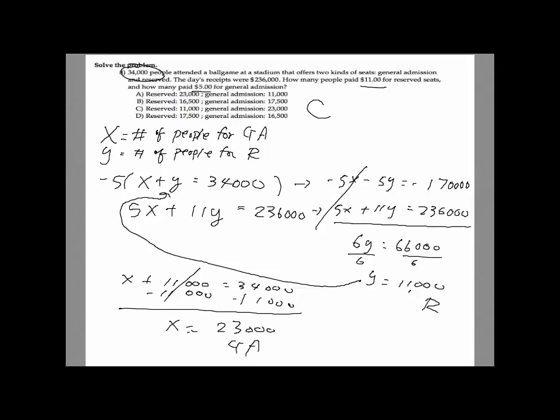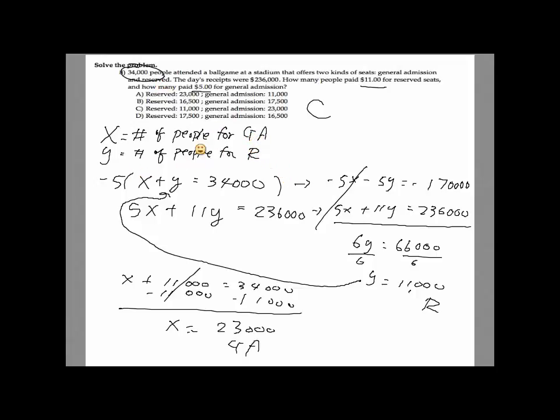This is another word problem that you should know how to set up for the exam. Here we have 34,000 people who attended a game, and two types of tickets were sold. So we're going to let X equal the number of people who had a general admission ticket, and Y would be the number of tickets that were reserved. R would be reserved, G would be general admission.